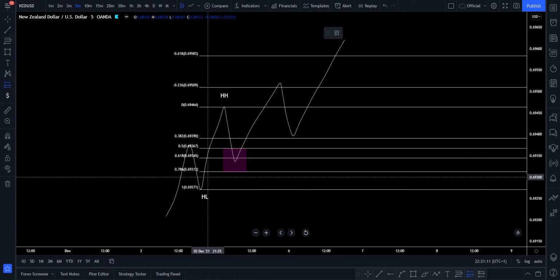Again, you're going to be waiting for some types of catalyst, okay? You cannot just trade off Fibonacci.